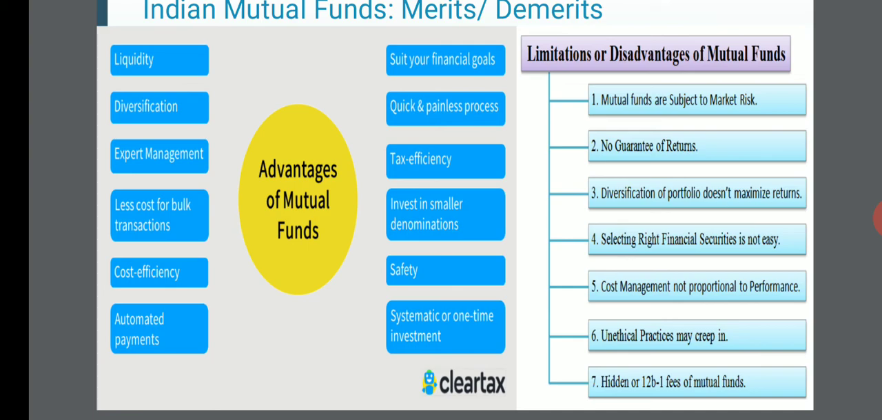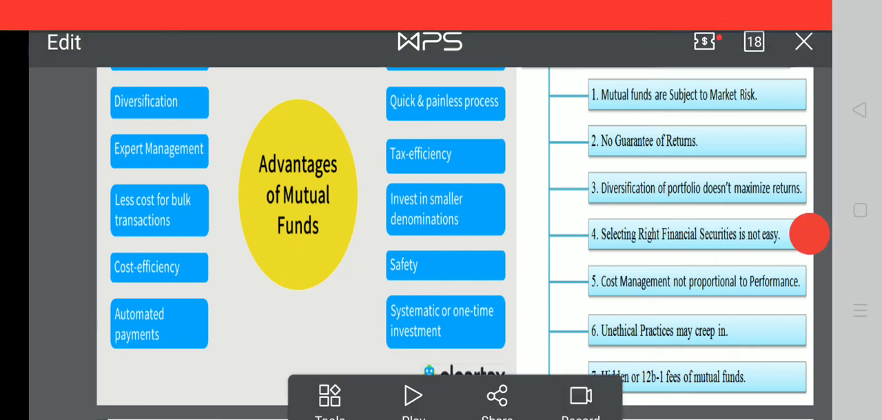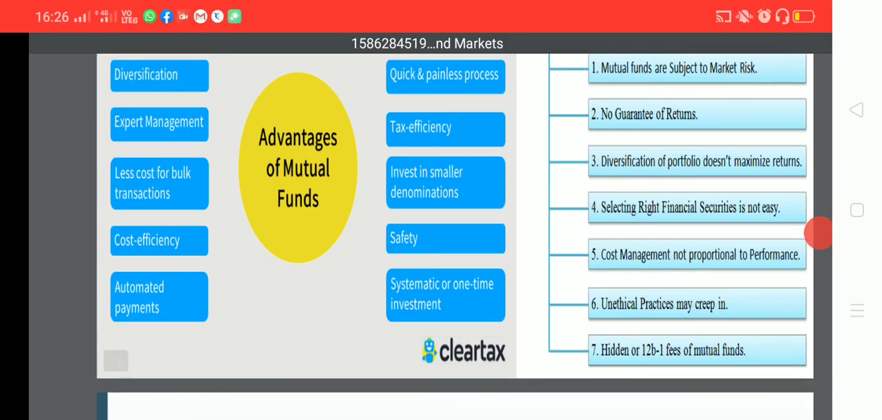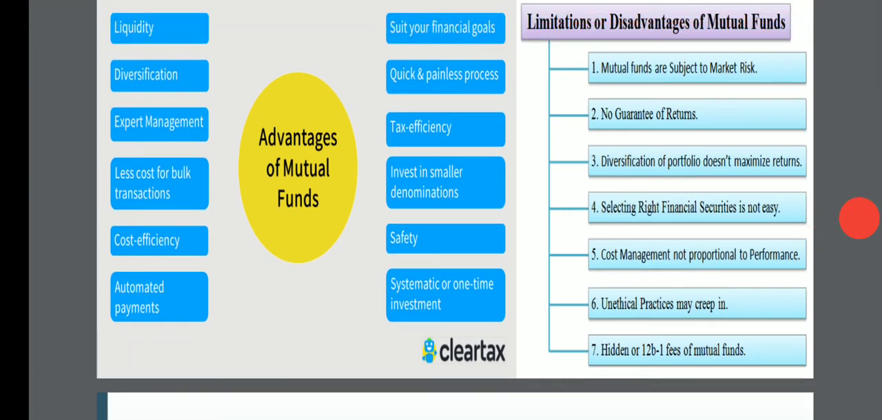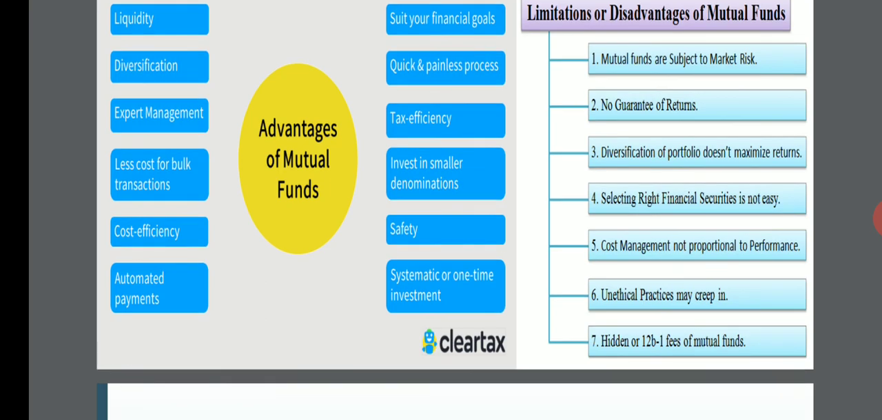And safety, because your money is diversified and it is in the hand of the professionals. Systematic or one-time investment. Now, what are the limitations or disadvantages of mutual fund? Mutual funds are subject to market risk. No guarantee of return is there. It is all on the basis of the movement of prices in the stock market. Diversification of portfolio does not maximize returns. It minimizes risk.